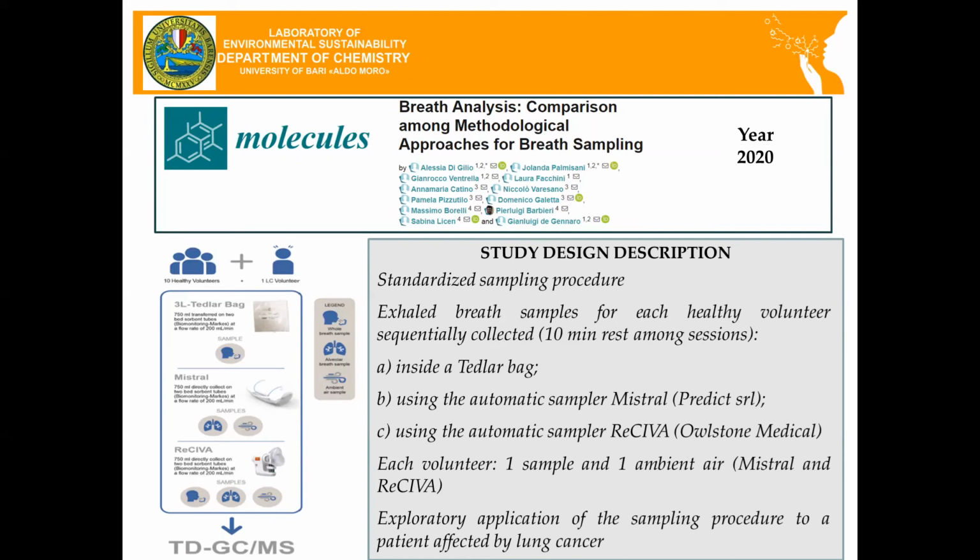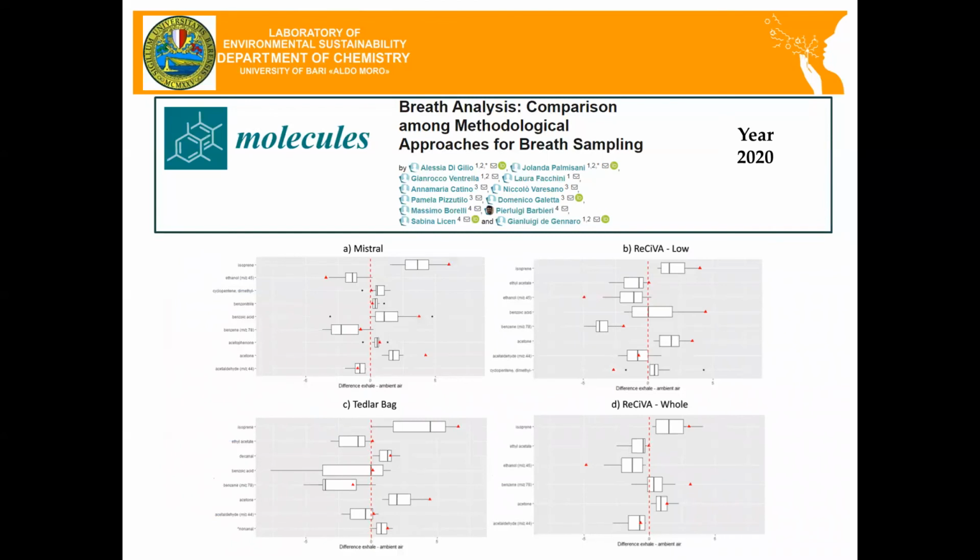Each sampling session provided 3 breath samples and 2 ambient air samples, 1 with Mistral and the other with Receiver. In addition, 1 breath sample from a female patient affected by lung cancer was analyzed in order to make a preliminary exploration. Once collected, breath samples were analyzed by TD-GC-MS with an optimized high-performance method. Two-way ANOVA data analysis was performed on the dataset. In detail, here are reported the main outcomes for the comparison between breath samples and ambient air.